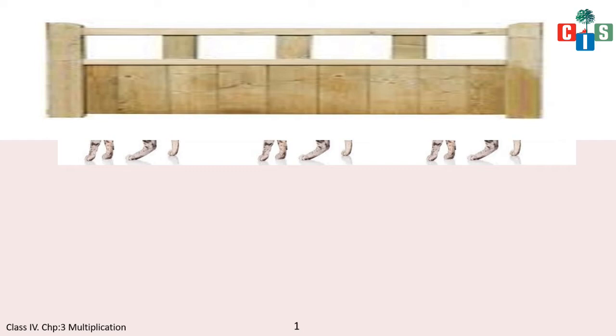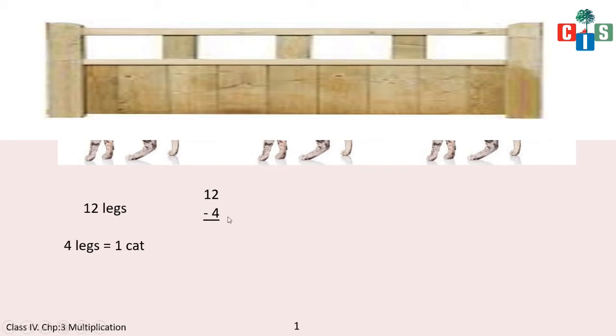What I know is only 4, 4, 4, that is 12. 12 legs are there. And the other thing I know is 4 legs will give me 1 cat. Yes, 1 cat has 4 legs, no? So, now how many cats are there? See, 12 legs are there, and we have 4 legs for 1 cat.